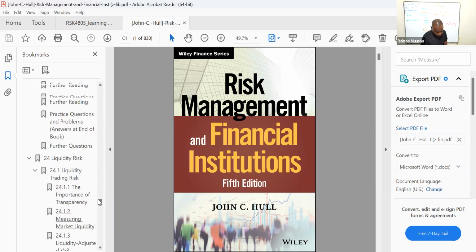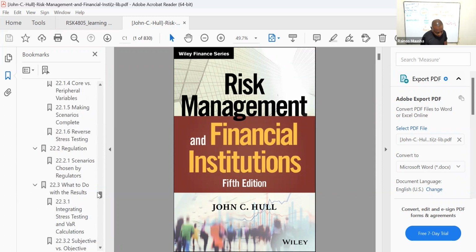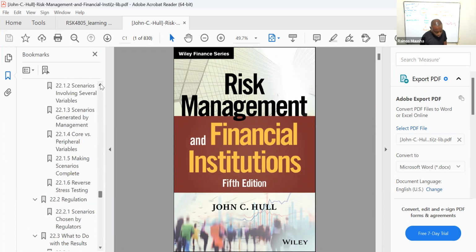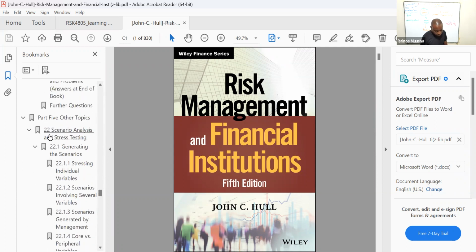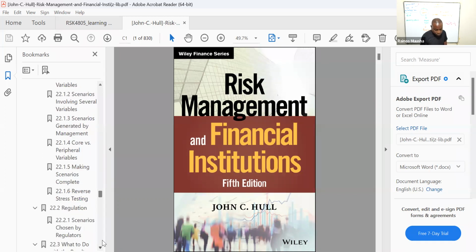From chapter 22 of the textbook, they ask us to look at scenario analysis and stress testing. And please take note that chapter 22 is just a lot of theory that you need to know: what is scenario analysis, and what are the different methods that are used in compiling a scenario analysis for a particular organization.